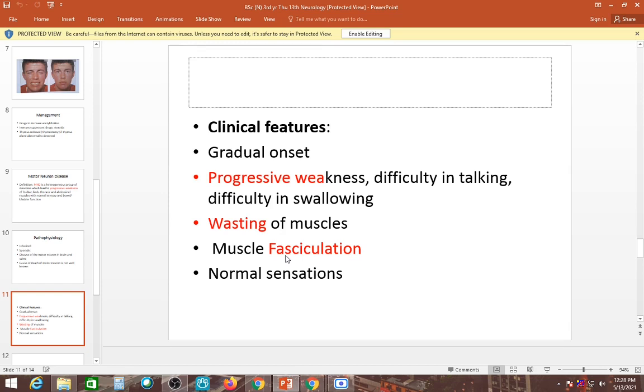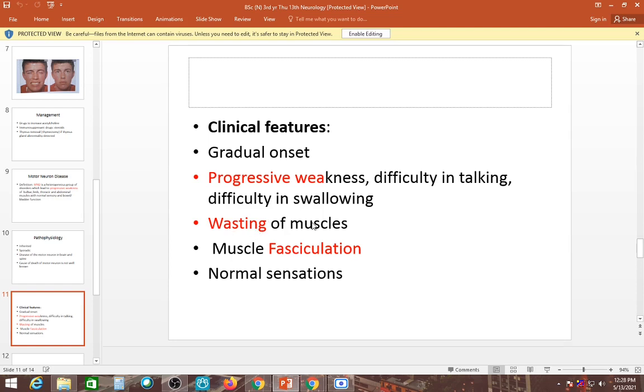But the other part is normal, normal sensation. The person will have normal heat, cold, pain, no problem in that. The patient is going to be conscious and oriented. The problem is with the muscle weakness. And the biggest problem is that it is progressive. It is going to increase, it is not going to decrease. There will be wasting of the muscles.